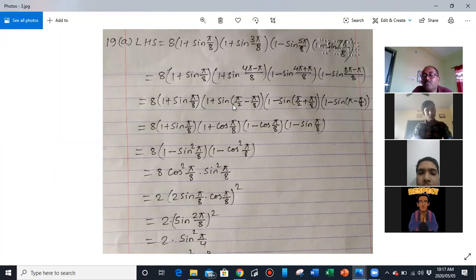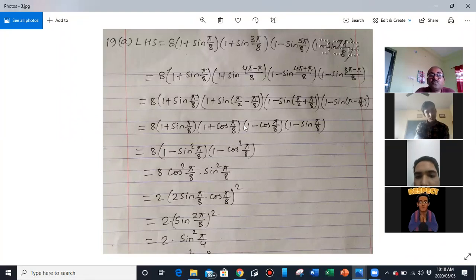Sine pi by 2 means sine 90 degree. Sine of 90 degree minus theta is cos theta, so you can write it as cos pi by 8. Sine of 90 degree plus theta is also cos theta, so 1 minus cos pi by 8. Sine pi means sine 180 degree. Sine of 180 minus theta is sin theta, so 1 minus sine pi by 8.